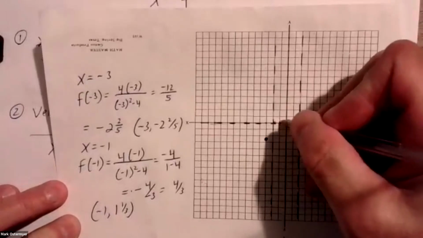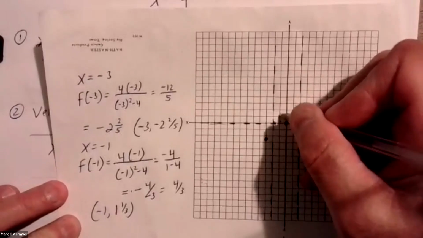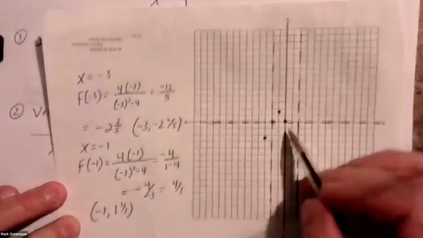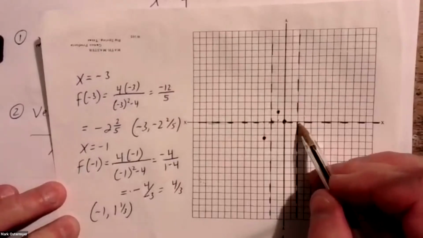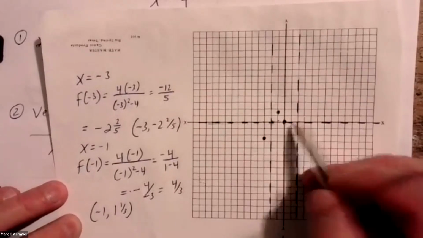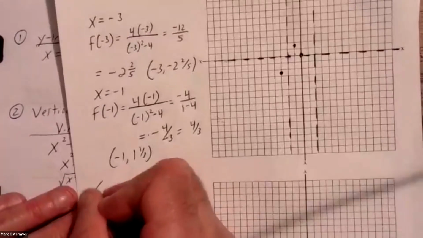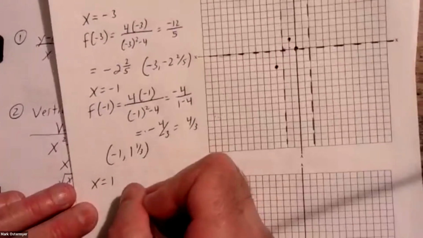Plotting the point -1, 1 1/3, going to be right about here. Give me something between the x-intercept 0 and this vertical asymptote of +2. How about x equals +1? Put +1 into your function.